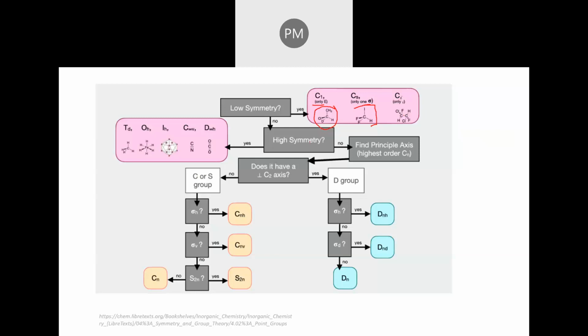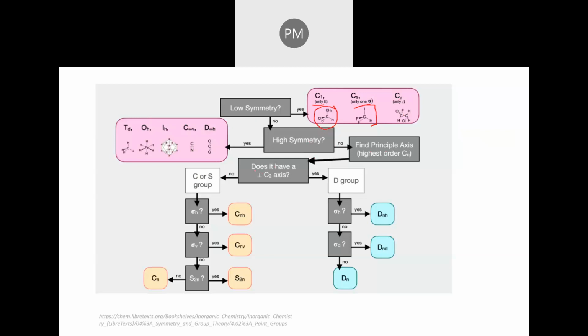Then higher symmetry. Now we have to find out the principal axis. Does it have a C2 axis or not? The normal molecules are tetrahedral, octahedral, icosahedral, and for C infinity v, like cyanide, or carbon dioxide, D infinity h are present. For the higher symmetries, find out the principal axis.